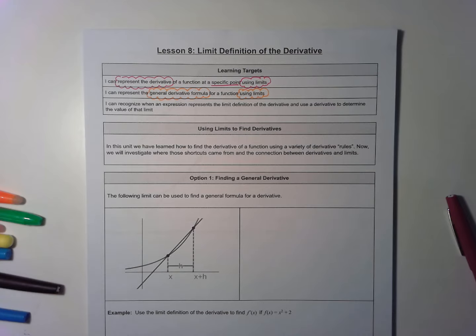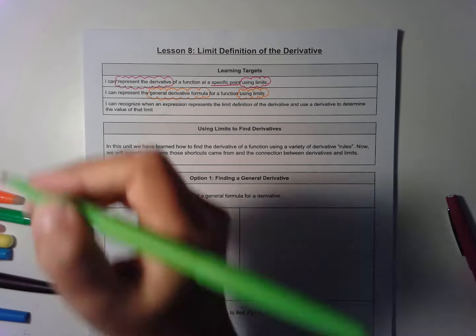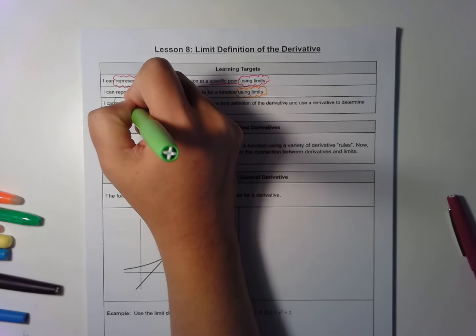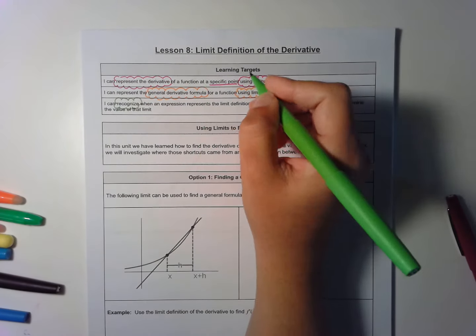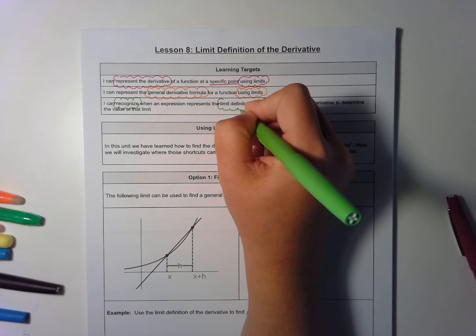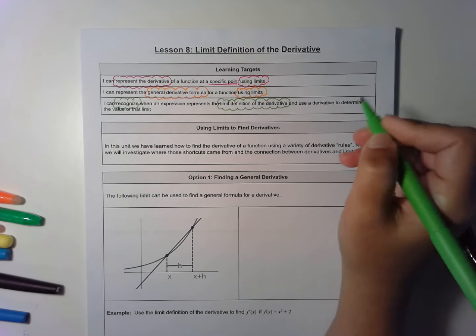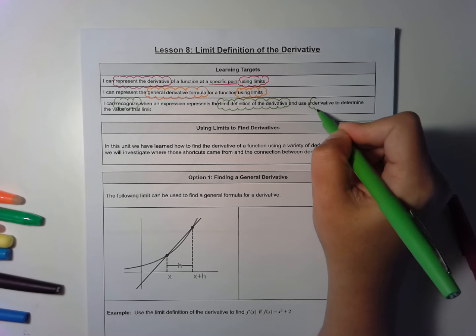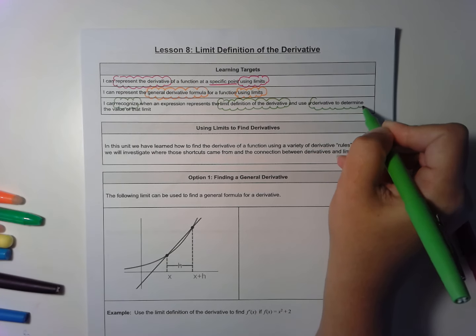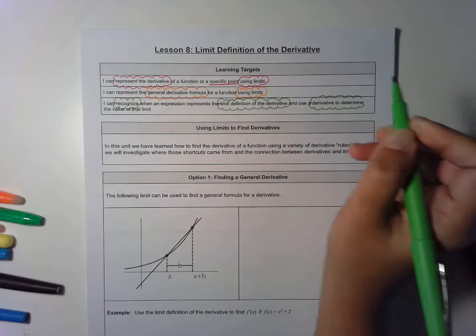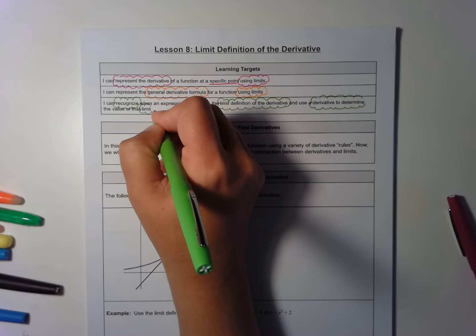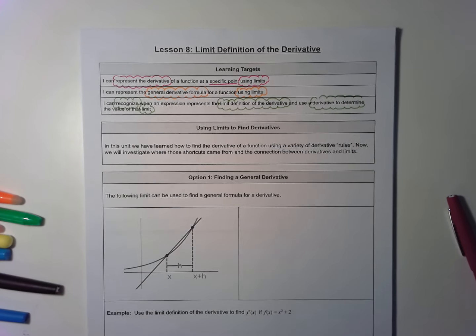And the third learning target is I can recognize when an expression represents the limit definition of the derivative. So you need to know it when you see it. Recognize when an expression represents the limit definition of the derivative, and use a derivative to find the value of that limit. So once you know that that limit is really a derivative, you can just use derivatives to find the value, which is what we're going to learn how to do today.